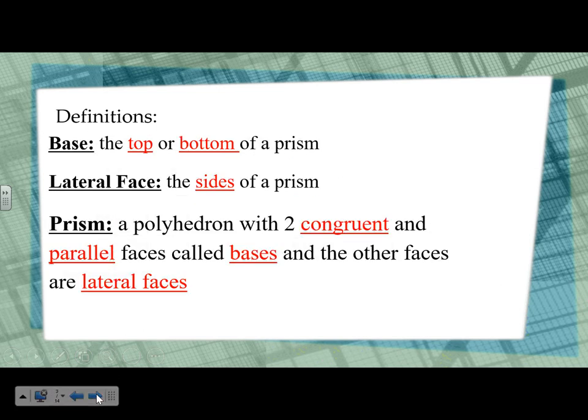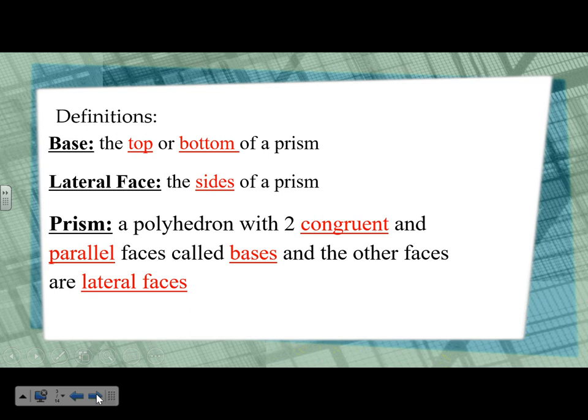Bases are on the top and bottom of the prism. They are the ones that are not rectangles. Now, obviously, sometimes all the sides are rectangles, and then you have a little bit of freedom. But for the most part, the bases are the shapes that are not rectangles. Lateral faces are the sides of the prism. These are all rectangles if you're talking about a prism. I should mention that when I say the bases are not rectangles, that's the base of a prism. The base of a pyramid is a little bit different.